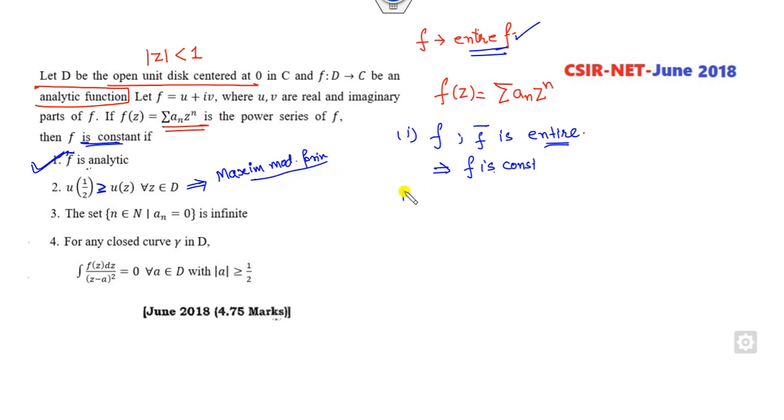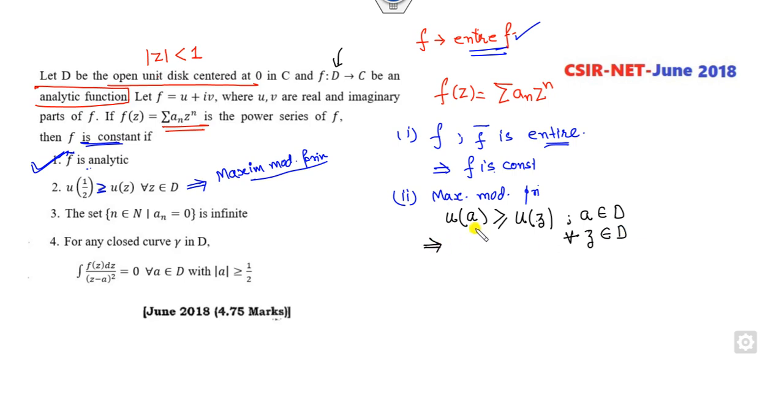I quickly recall that. What is the maximum modulus principle? If you prove that the function u at the point A is greater than or equal to the function at the point z, where A is in D and D is the domain, for all those z in the domain, then you can say A is my maximum point, and in this case the function u corresponding to f is constant. That is the maximum modulus principle.